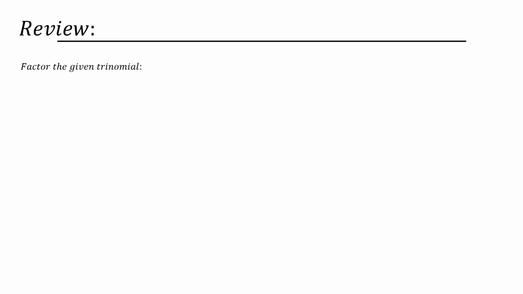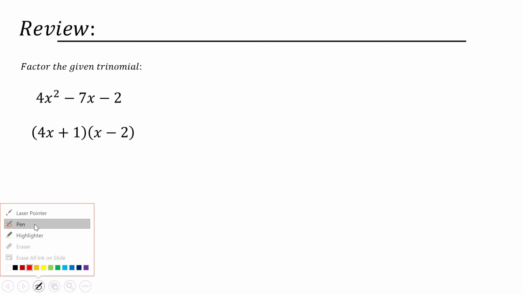Okay? So, before we proceed, let's have this expression, trinomial. 4x squared minus 7x minus 2. So, we have to factor this one. And the factor of this is 4x plus 1, okay, open and close parenthesis, and you will have x minus 2. So, ito yung factor niya.